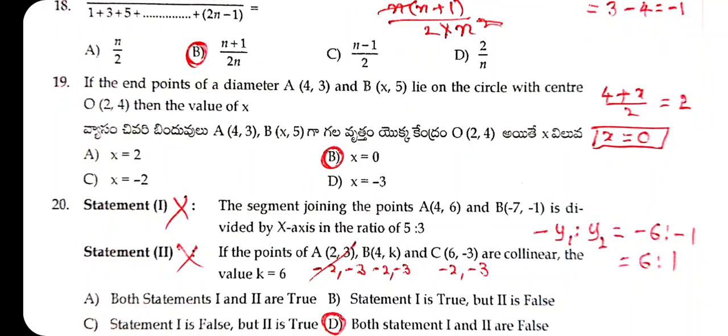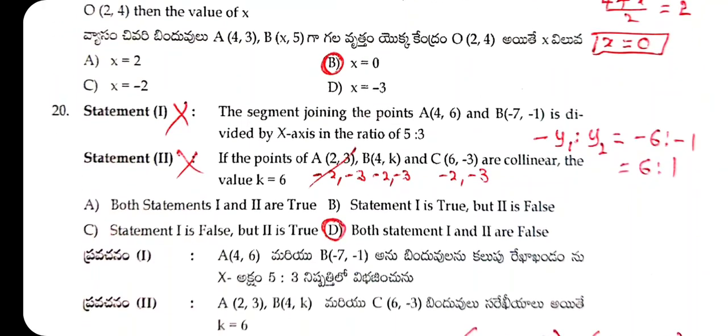If the endpoints of the diameter are given, the center is given, so we know very well x1 plus x2 by 2, and y1 plus y2 by 2. Here no need of y, only x1 plus x2 by 2. If you take 4 plus x by 2 is equal to 2, 2 twos are 4, 4 and 4 cancel, then x is equal to 0. So it's very easy.